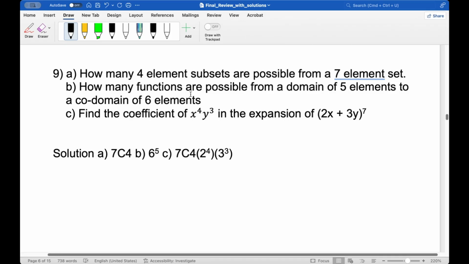Part C, the coefficient of x to the 4th y cubed in the expansion of (2x plus 3y) to the 7th. So this is a binomial situation here. It's going to be 7C4 as your coefficient, and then the 2x is being raised to the 4th, so 2 to the 4th. 3y is being cubed, so 3 cubed. So the coefficient will be 7C4 times 2 to the 4th times 3 cubed.